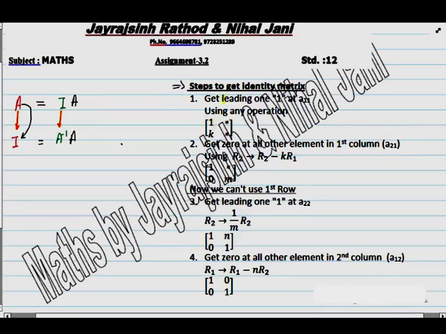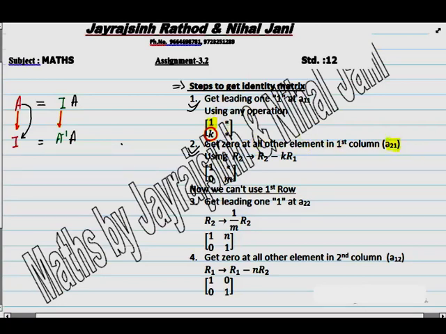The very first step is to get a leading one at the A11 point using any operation, depending on the question. And when you get the leading one at A11, you have to notice the value of K, which is just below the A11, or we can say A21. So after completing your first step, you should move to the second step, in which you have to get 0 at all other elements in the first column.